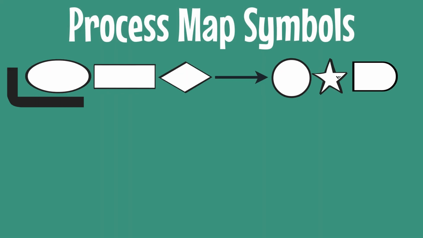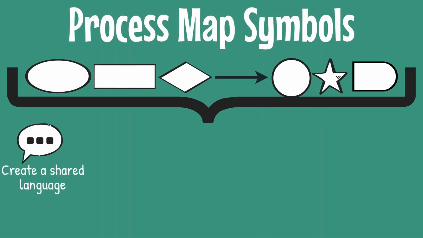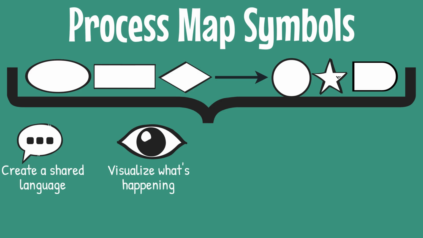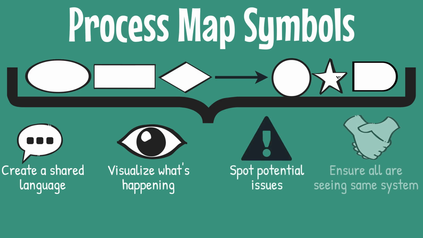These symbols create a shared language that teams can use when building or reviewing process maps. They help you visualize what's happening, spot potential issues, and ensure everyone is seeing the same system, even if they're coming from different roles or departments.